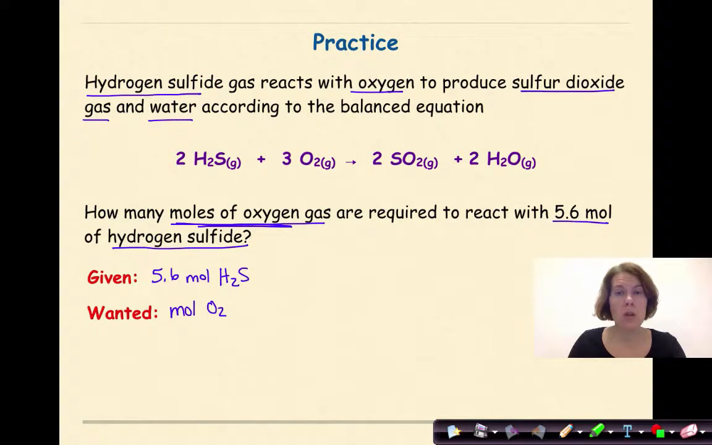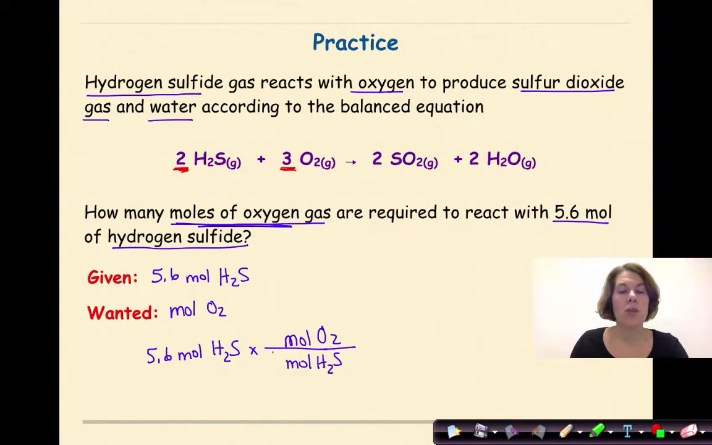The first thing that I'm going to do is write down my given, 5.6 moles of H2S, multiplication sign and a line. I'm going to put moles of H2S on the bottom. I want moles of O2. Then I'm going to look at my balanced equation. The coefficient for H2S is 2, and the coefficient for O2 is 3. So the 2 is going to go on the bottom, and the 3 is going to go on the top. I'm going to put an equal sign, and then I need to make sure that my units cancel.